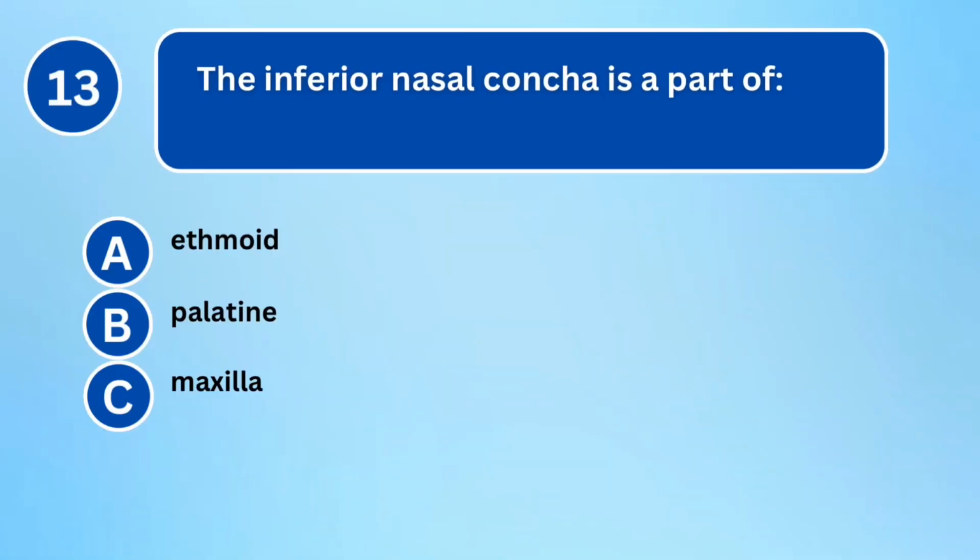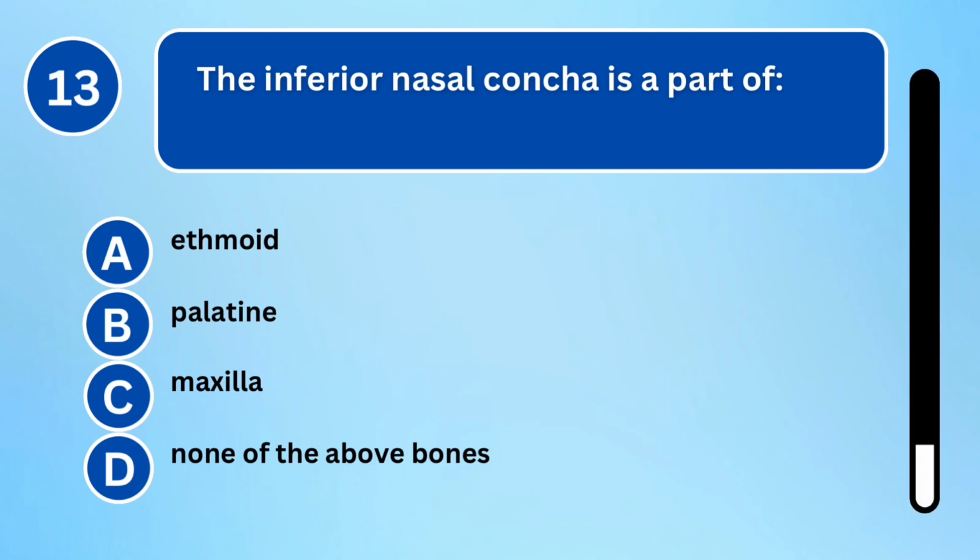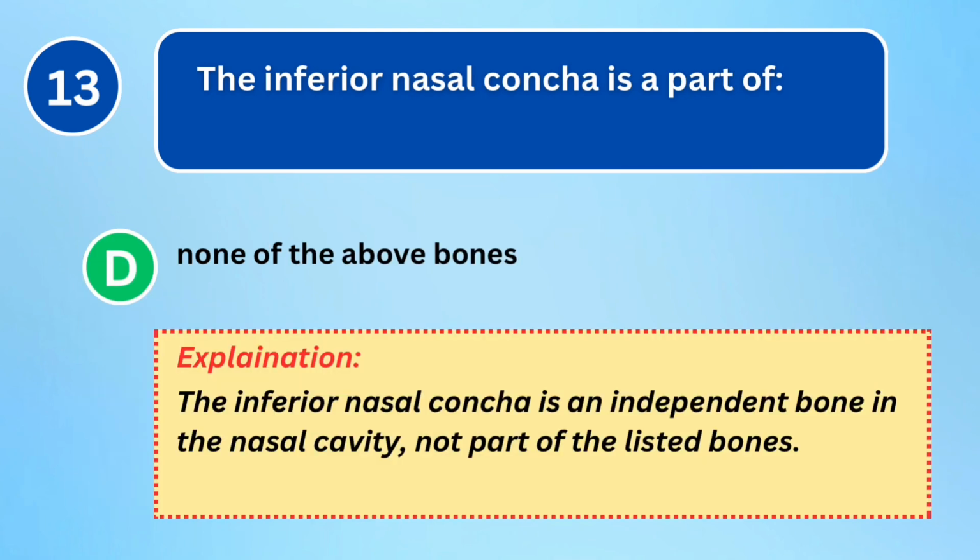The inferior nasal conchus is a part of: A. Ethmoid, B. Palatine, C. Maxilla, D. None of the above bones. Correct answer is D. None of the above bones.